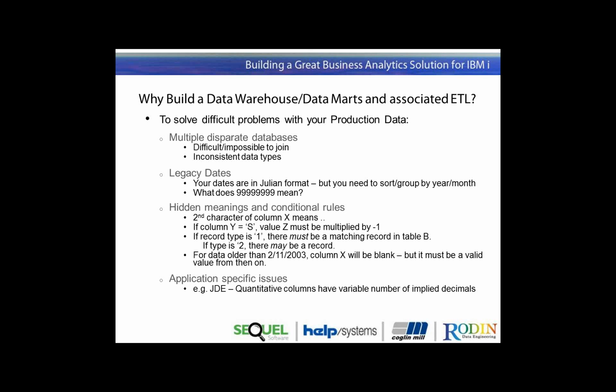You're also probably dealing with legacy dates. So if you're using J.D. Edwards or some other application that was written for iSeries 10, 15 years ago, the dates are in some sort of legacy format. J.D. Edwards, for example, uses a century Julian format. So it's year and day, so there's not even a month there. So if I want to report by month, I've got to do some sort of date conversion. And often you'll see dates with all 9s. So what do they mean? How do I handle that?